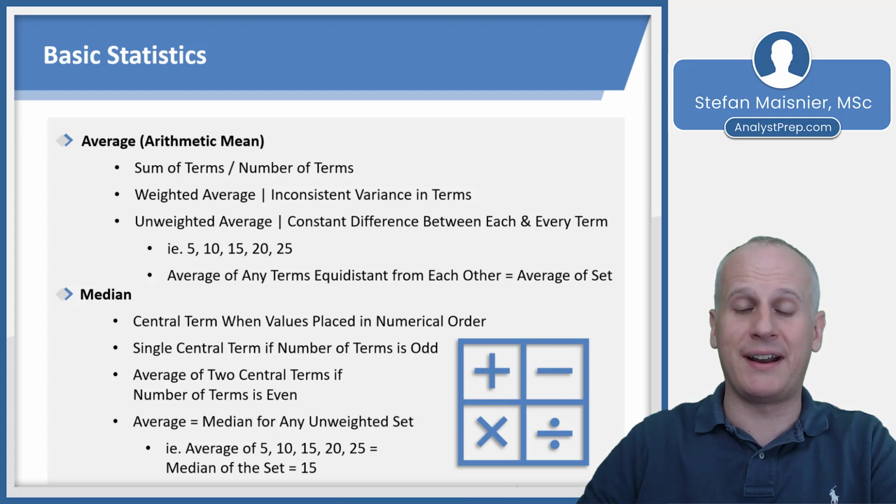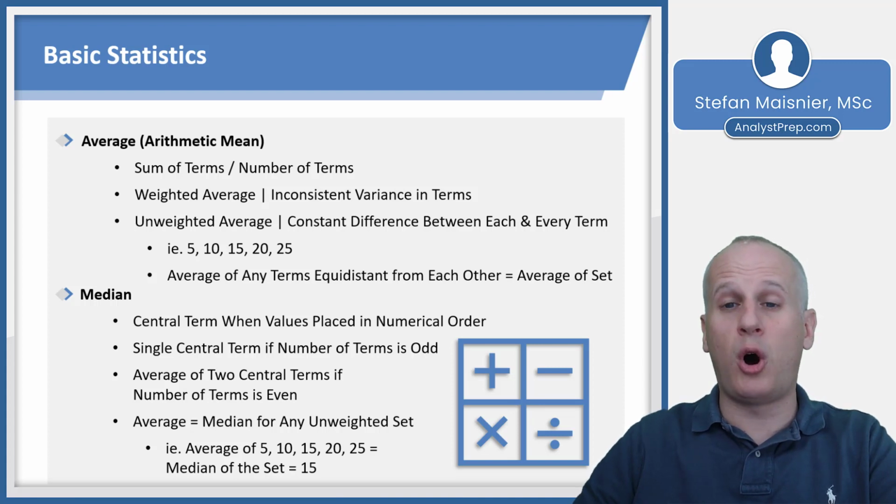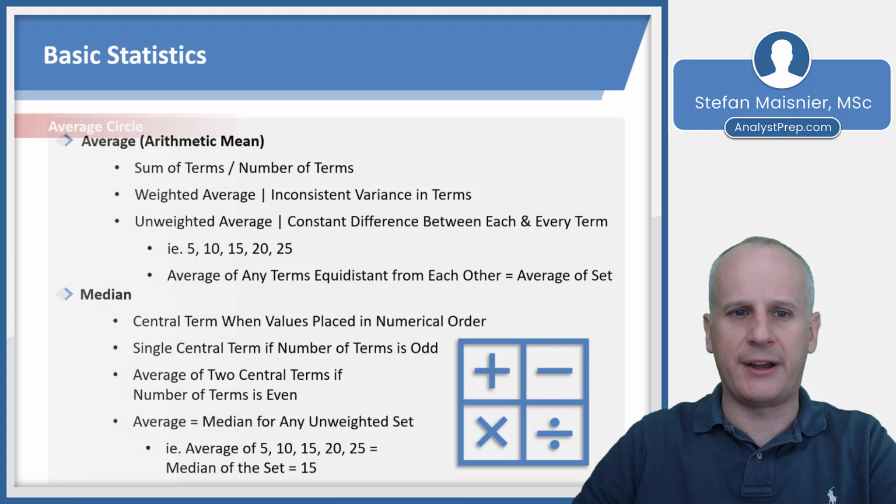And you can also apply that idea to any two equidistant terms. So you could take the highest and the lowest, divide them by 2, and get the average as well. So there are a lot of unique little tactics and techniques that you can use with average and median if you know all of the pieces that are outlined on this slide.